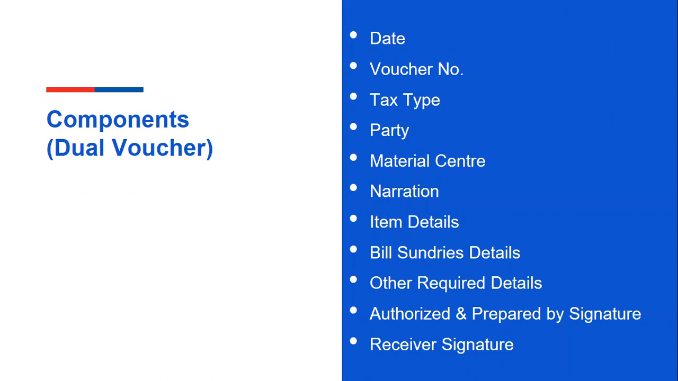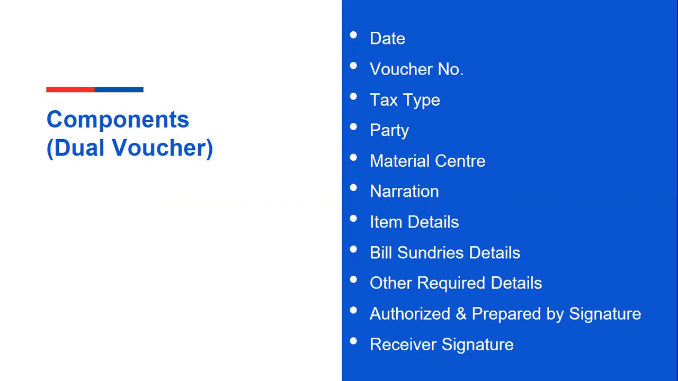Now comes to dual voucher. And what is the rule of dual voucher? So if you are recording the transaction in dual voucher, then your accounting plus inventory both will be affected. So what are the components you have to specify? Date, voucher number, tax type, party, material center, narration, item details, bill sundry details, other required details, and authorized signatory, receiver signature. So these details you have to specify in dual voucher.